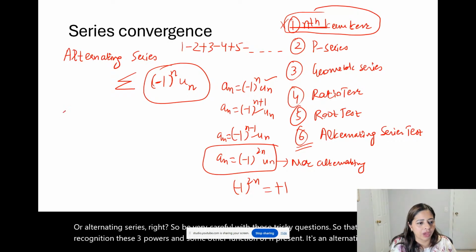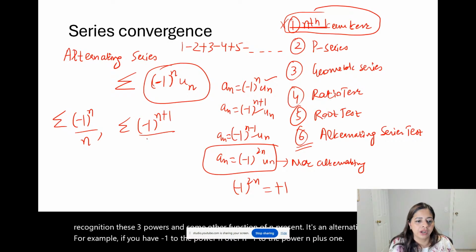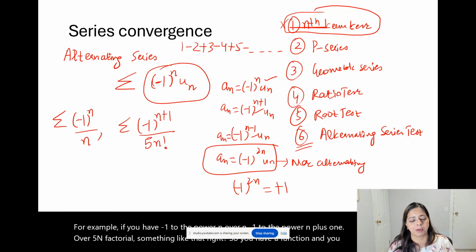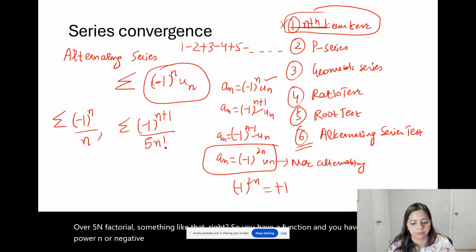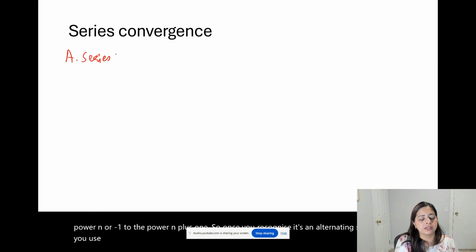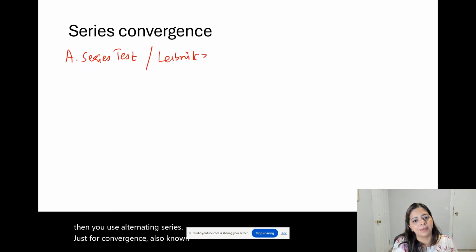For example, if you have minus 1 to the power n over n, or minus 1 to the power n plus 1 over 5 n factorial, something like that, right? So you have a function and you have negative 1 to the power n or negative 1 to the power n plus 1. Once you recognize it's an alternating series, then you use the alternating series test for convergence, also known as Leibniz's test for convergence.